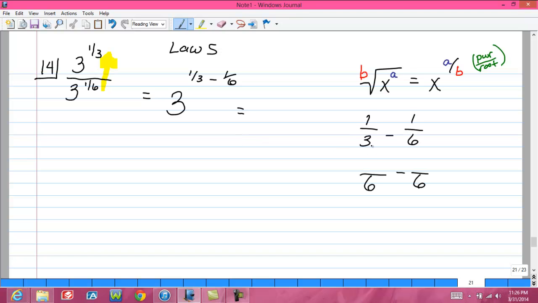Now what am I going to do to this 3 to make it a 6? Well, I can multiply both top and bottom by 2. And this one's going to stay the same. So 2 minus 1 will give me 1 over 6. So my answer is 3 to the 1/6 power.